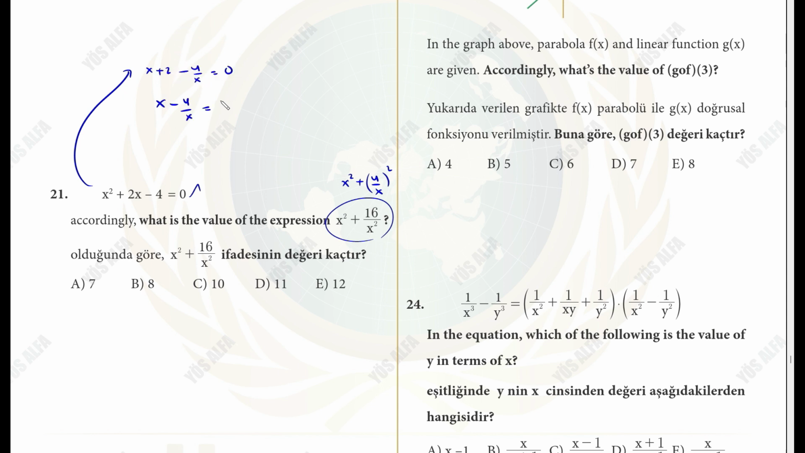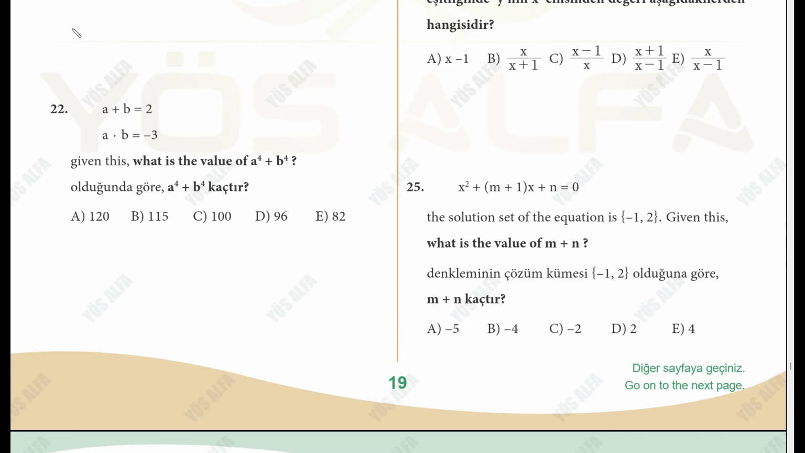So when we subtract 2 from both sides, we have this, and squaring this expression will give us this. So this is our answer. X squared plus 16 over x squared is 12. The answer is E.